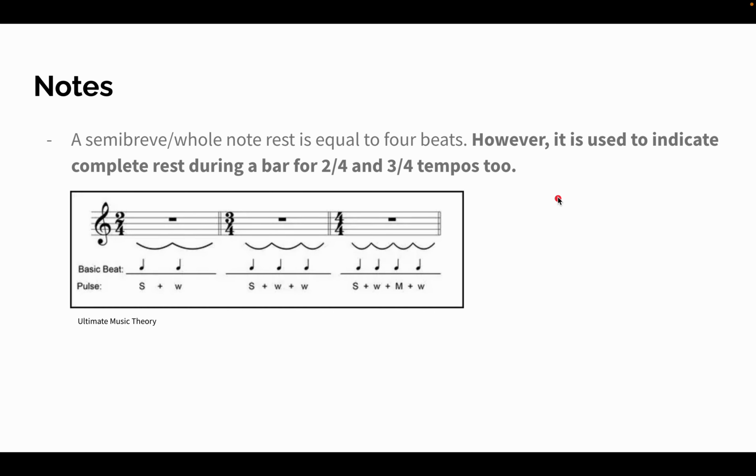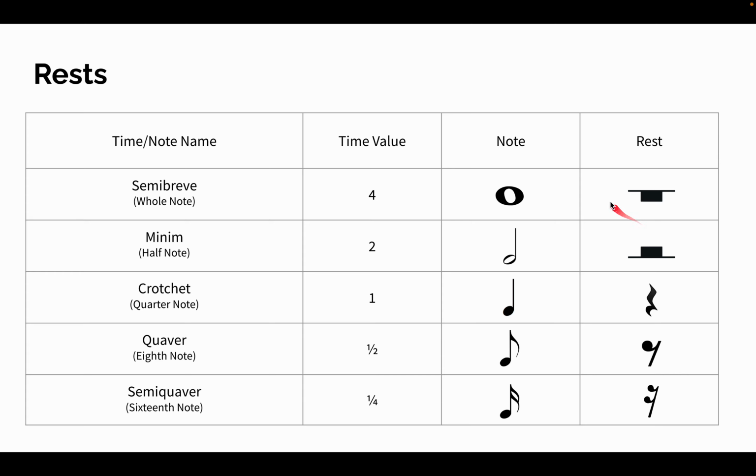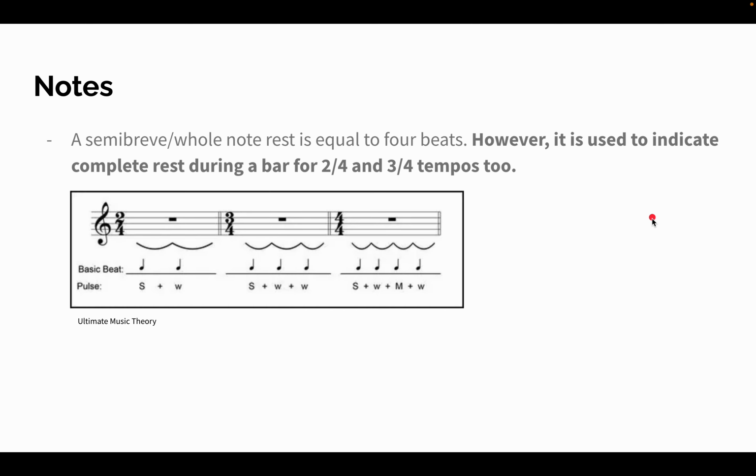Something important to mention about rests is that a semibreve or whole note rest is equal to 4 beats. However, it is also used to indicate complete rest during a bar for 2/4 and 3/4 time too. So whenever you see a whole rest or semibreve rest being used, it means the entire bar is silent. And you can see an example over here. You do not use a half rest. You always use a whole rest to indicate when the bar is entirely silent.